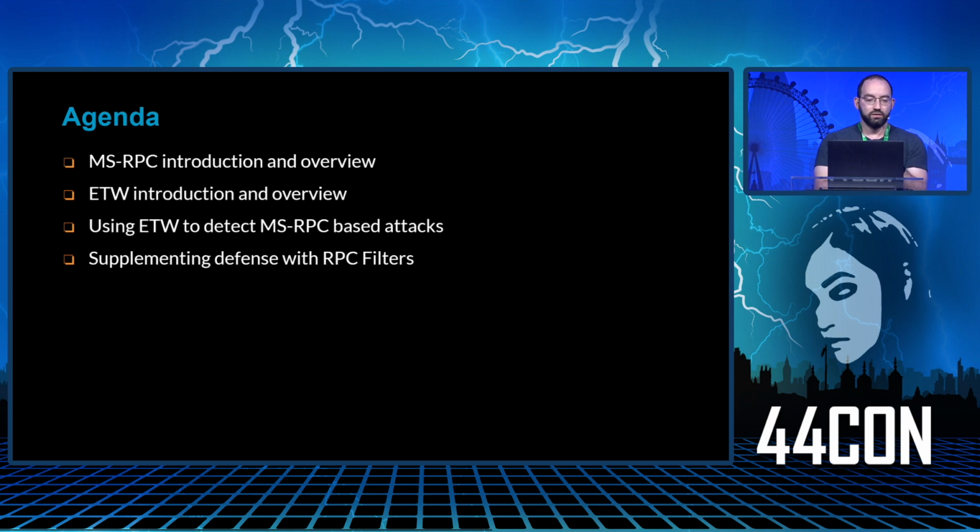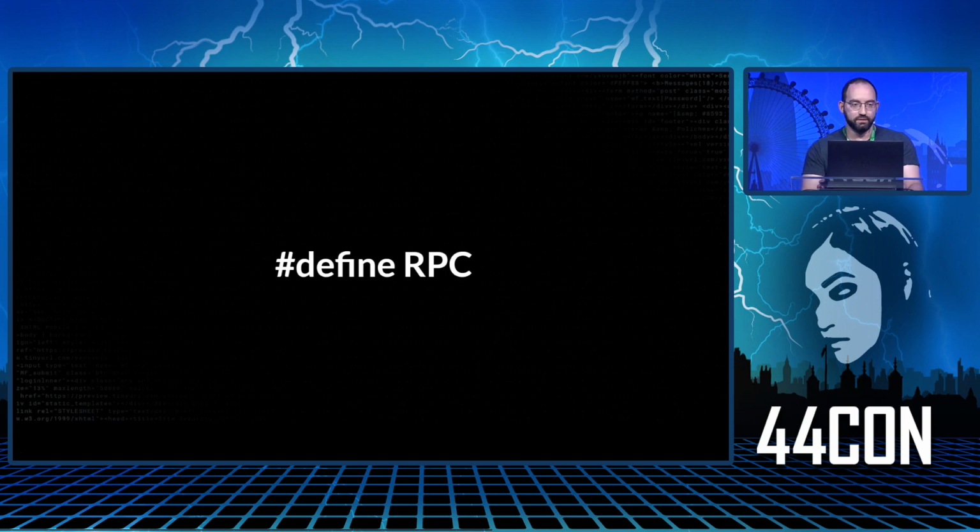So let's see. Our agenda for today is this. First, we'll see what exactly is MS-RPC and how it looks behind the scenes. And then we'll do the same with ETW, which is a logging mechanism in Windows. We will need that because we'll be using ETW to detect MS-RPC-based attacks that are very common in the Windows domain. And lastly, because I don't want to limit our discussion to just detections, we'll see how we can supplement our defense and be able to respond or even mitigate some threats using another built-in mechanism in Windows called the RPC filters. But first, what is RPC?